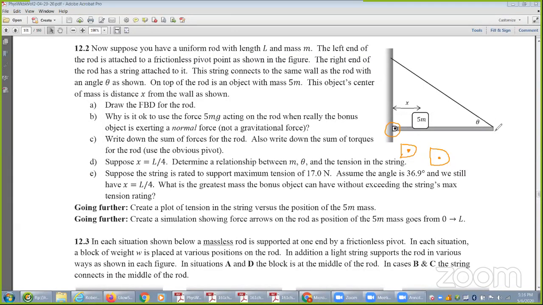Now, we're going to put a rod here and tie a string to it. And then the string connects to the same wall as the rod. And then I'm going to put an extra mass on top. Okay, so this is going to look a little bit screwy, but I'm going to try and show you this, all right?